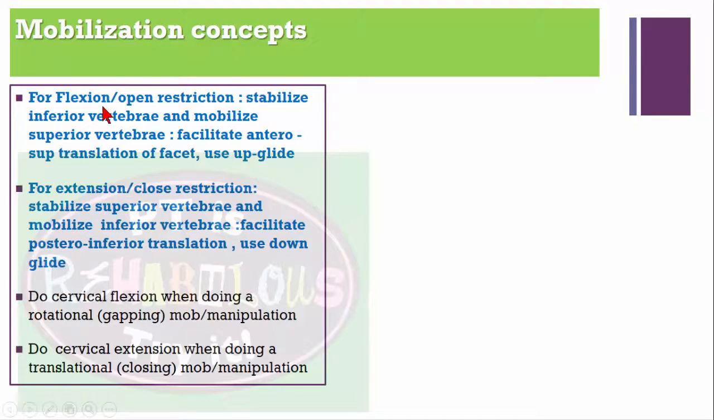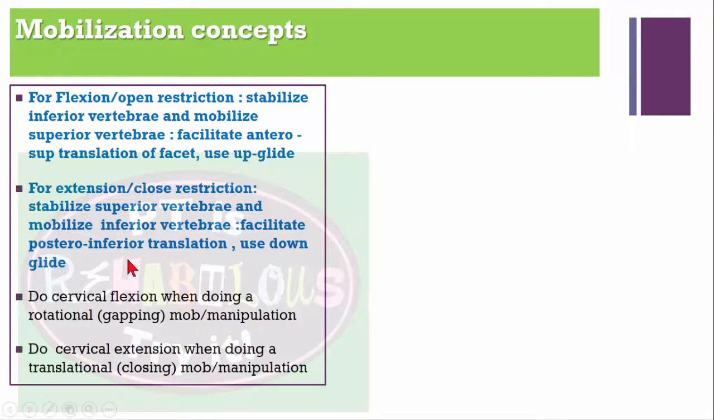So for flexion, stabilize the inferior vertebra and mobilize the superior vertebra, so that will facilitate anterosuperior translation of your facet. So we use upglide. For extension or closed restriction, we have to stabilize the superior vertebra and mobilize the inferior vertebra, so that facilitates down and posterior translation. So use downglide for that.